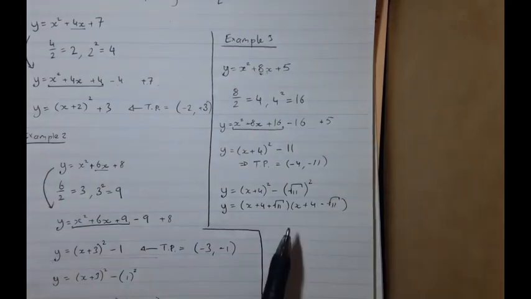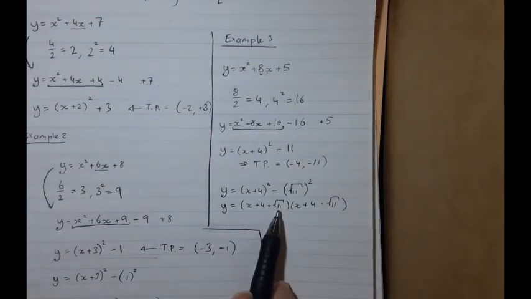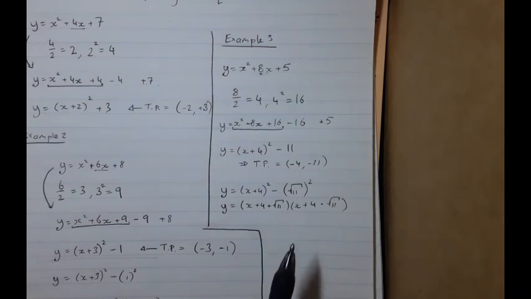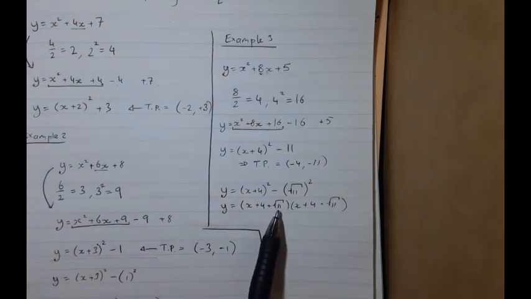Now, if you decide that you want to use the decimal version of the square root of 11, that's completely fine. You're welcome to do that. You don't have to leave it as a surd in this topic. But if you were to go and do methods next year, you would probably need to leave that as a surd most of the time.